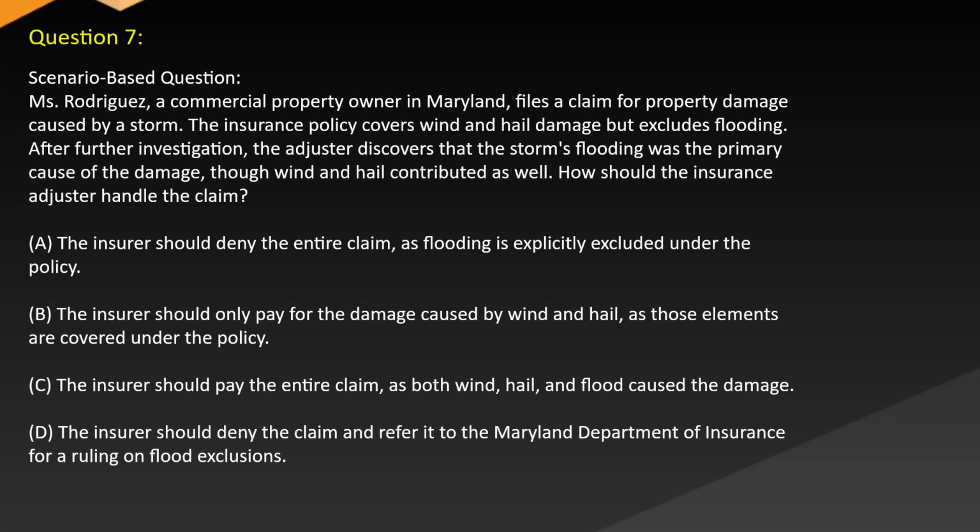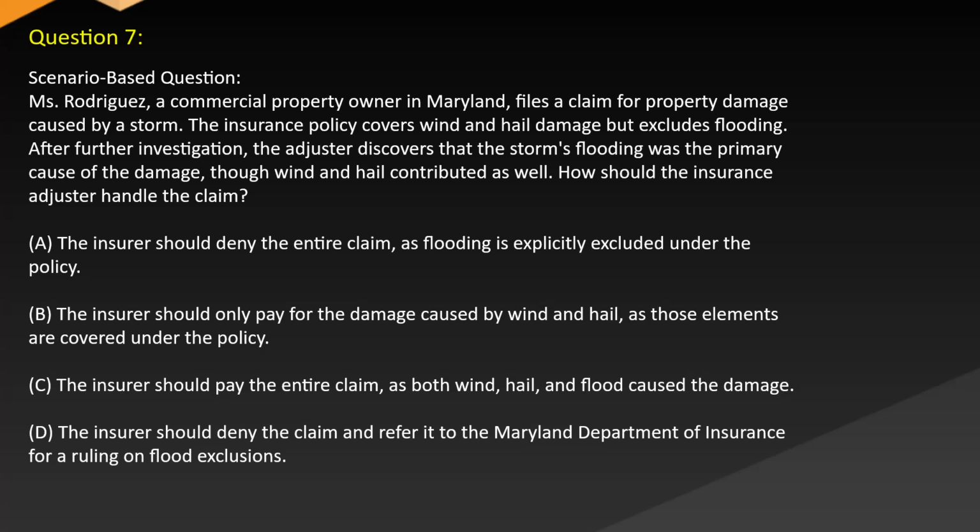Scenario-based question. Imus Rodriguez, a commercial property owner in Maryland, files a claim for property damage caused by a storm. The insurance policy covers wind and hail damage but excludes flooding. After further investigation, the adjuster discovers that the storm's flooding was the primary cause of the damage, though wind and hail contributed as well. How should the insurance adjuster handle the claim?